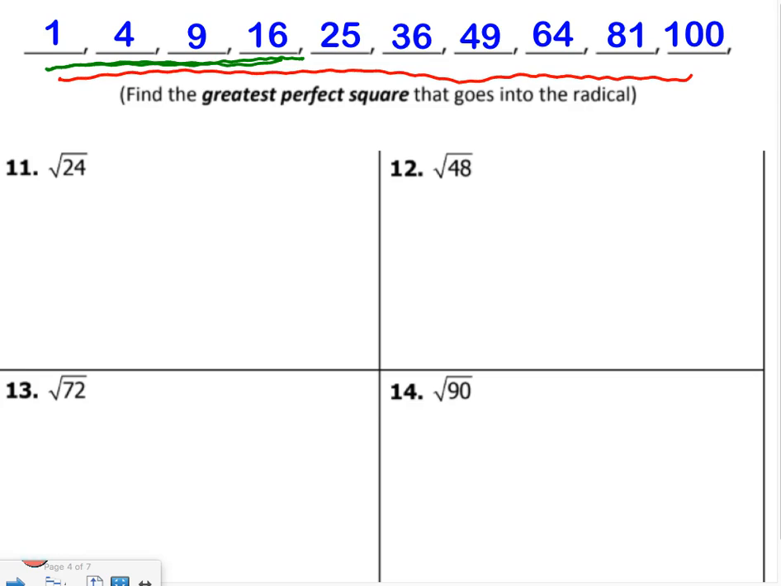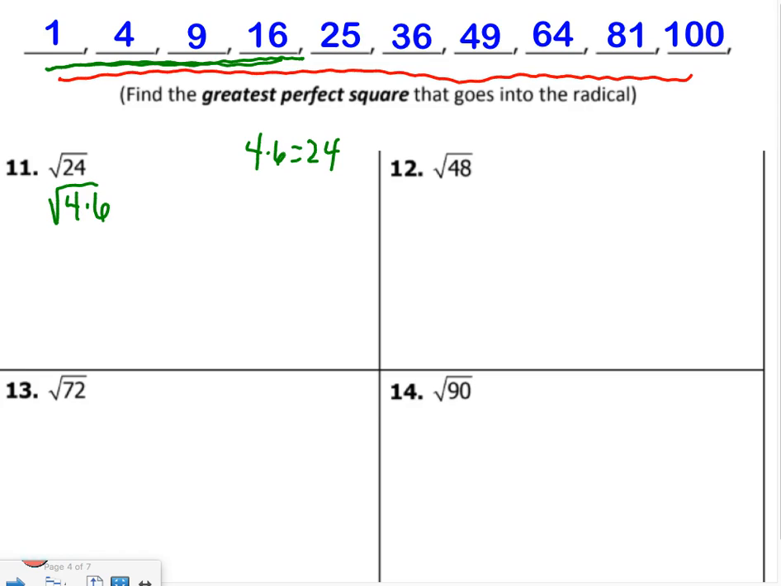So now I can literally, on my calculator, just type in 24 divided by 16. Does that give me a whole number? No. Okay. 24 divided by 9, does that give me a whole number? No. But if I take 24 divided by 4, what should we get? We should get 6, right? So I'm going to rewrite 24 as 4 times 6, because I still know that 4 times 6 is equivalent to just writing 24.